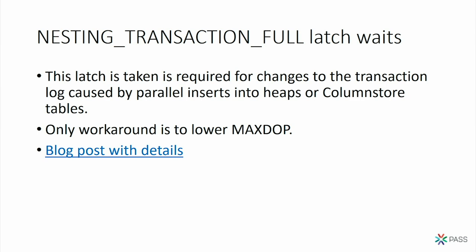There's a latch called nesting transaction full. This latch is required for parallel inserts in heaps or columnstore tables. This can be a big bottleneck depending on what type of data you're inserting, how much work there is to insert per row. So this is a reason why going above max stop 8 for the most part for parallel inserts is not a good idea. You eventually hit a wall with this latch and your query speed doesn't get any faster. I've got a blog post about this. There is no workaround except lower max stop, but who wants to do that, right?